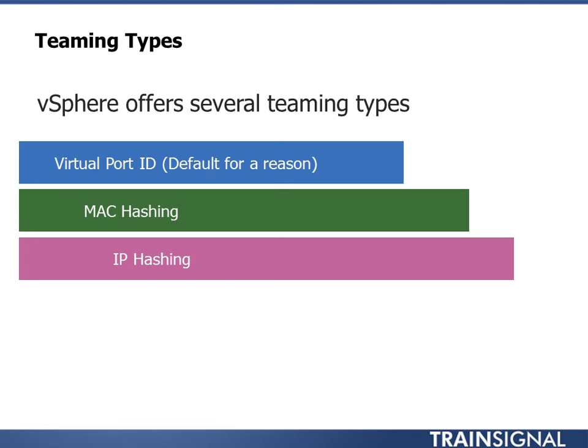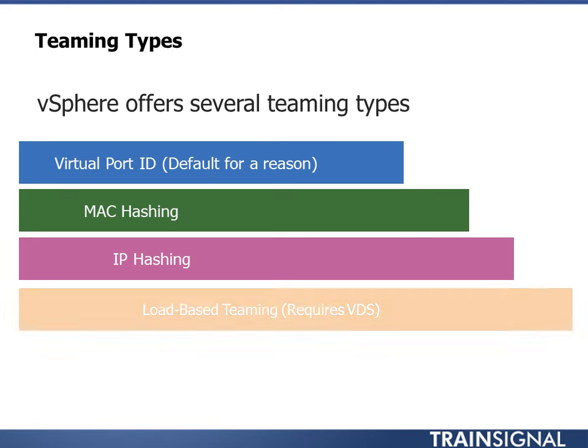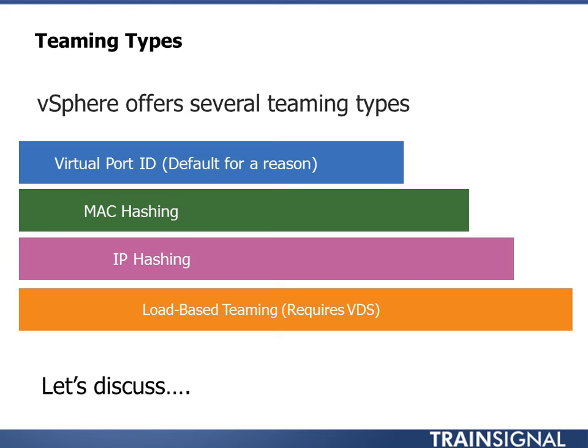Then we have IP hashing, which is what most people think they want. And then we have load-based teaming, which I love, but requires the distributed switch. So let's walk through these. The key here I want you to get is to understand the difference in these and understand the requirements for what it takes to use each of these.